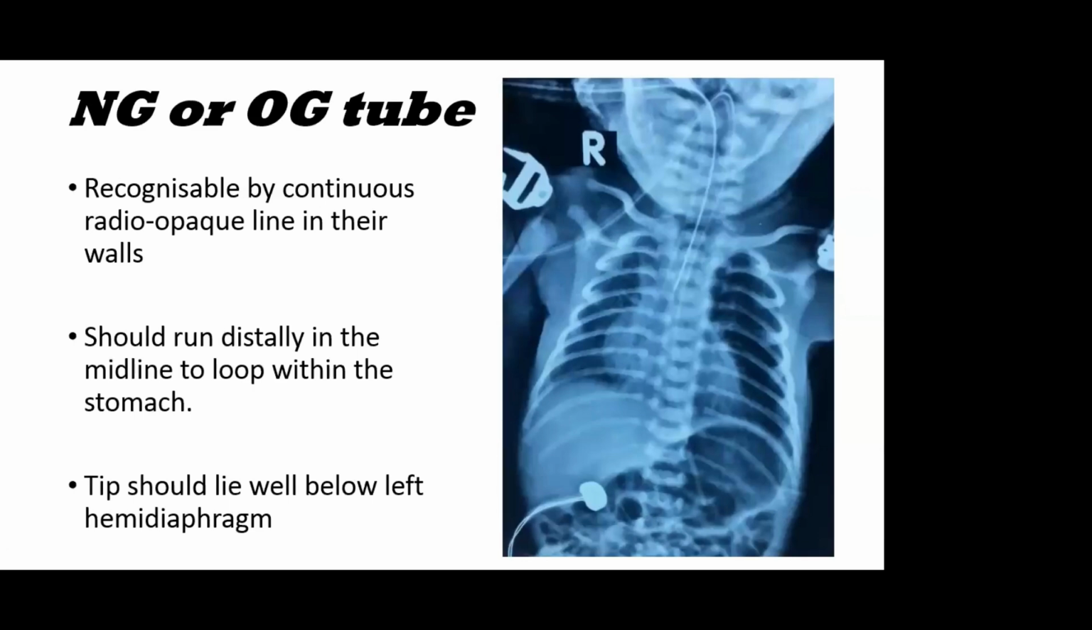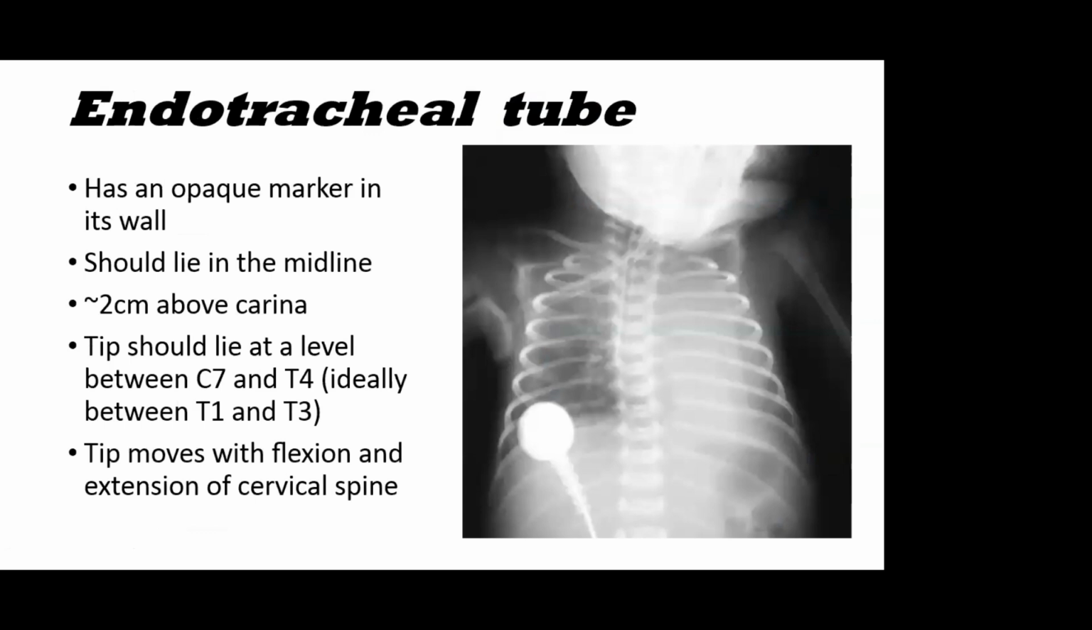For seeing the OG or NG tube placement, they are recognizable by the radio-opaque line in their wall. They should run distally in the midline and they generally loop within the stomach. You should be able to see the tip here, and the tip should lie well below the left hemidiaphragm. So they should travel in the midline, gradually traverse towards the left side, cross the diaphragm, and lie in the stomach bubble. This is how an OG tube looks.